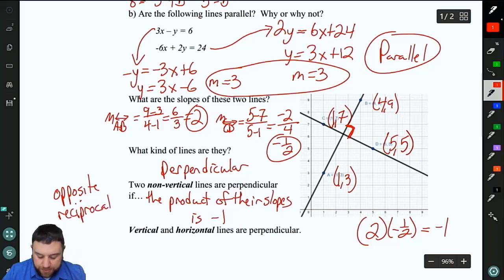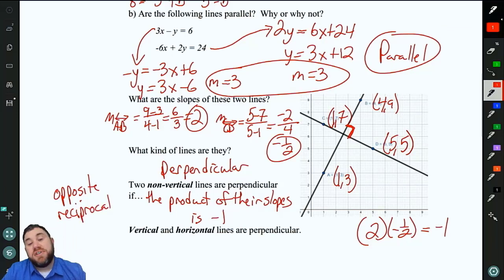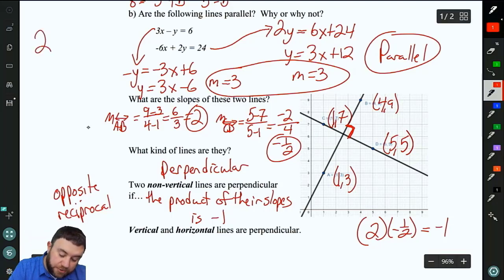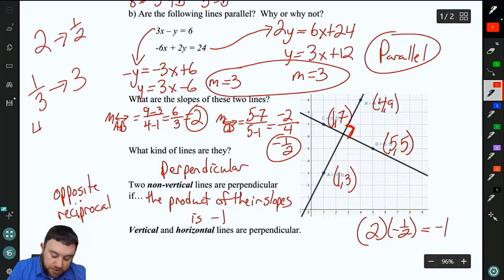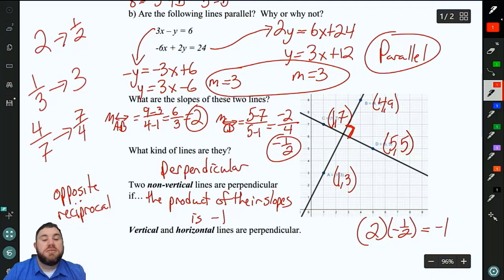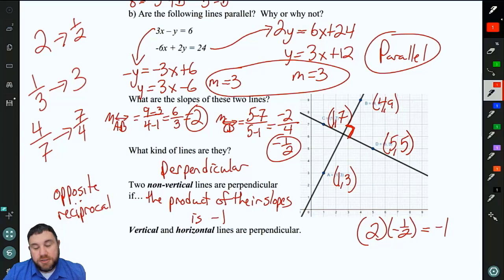Opposite reciprocals. That means they have different signs, because a positive times a negative gives you a negative, and they're reciprocals, so they're flipped. One's flipped upside down. Remember, the reciprocal of 2 would be 1/2. The reciprocal of, say, 1/3 would give you 3. The reciprocal of 4/7 would be 7/4. So reciprocals, you flip the fraction upside down. So change the sign and flip it upside down, and that's how you get your perpendicular slope.